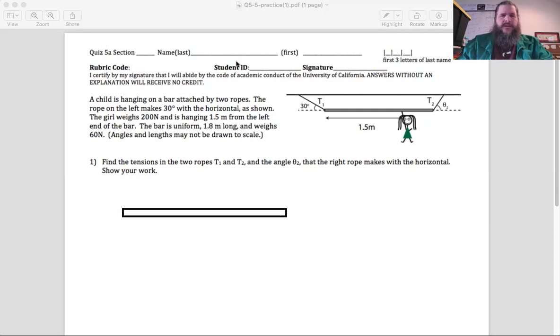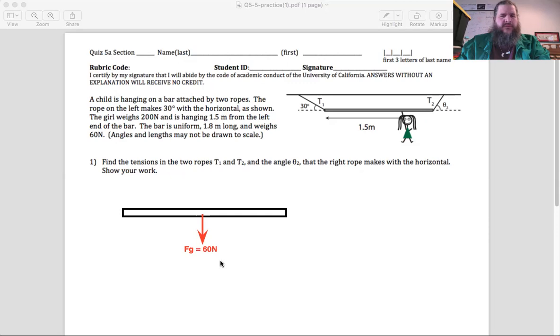Gravity at the center of mass. Yeah. And how strong is the force of gravity going to be here? 60 newtons. Yeah. That's given. The weight of the bar is the force of gravity. So force of gravity on the bar is 60 newtons straight down. And then the child is 200 newtons down.